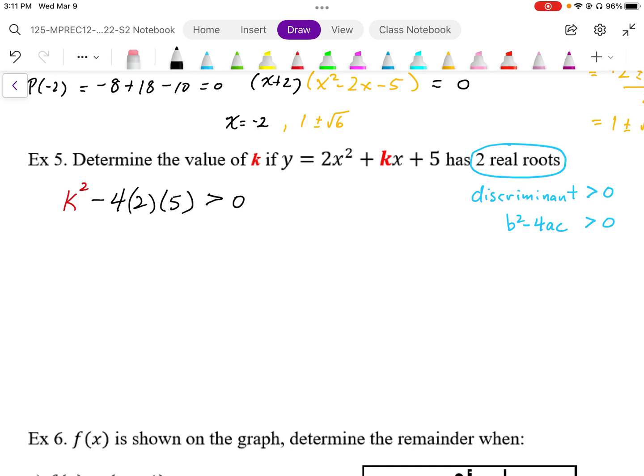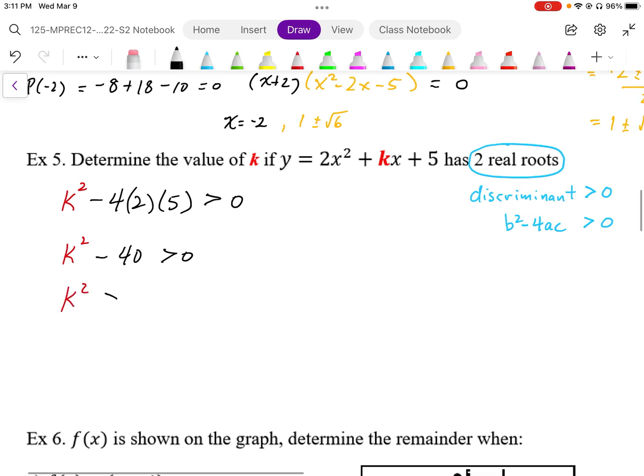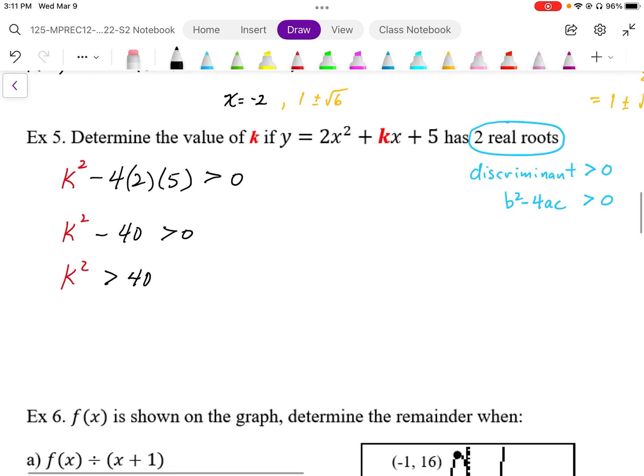greater than 0. So I end up with k squared minus, and this works out to be minus 40, is greater than 0. And solving for k, I get k squared is greater than positive 40. Okay, so when I solve this, the values of k that are going to give me numbers bigger than 40 are going to be when k is greater than the square root of 40, or when k is less than negative square root 40.